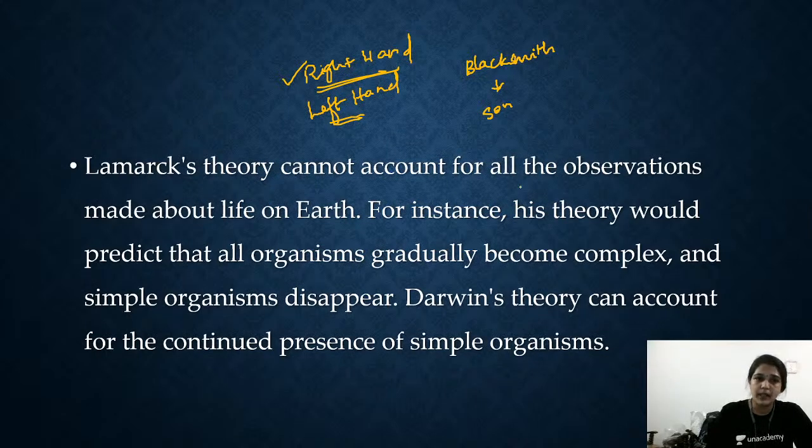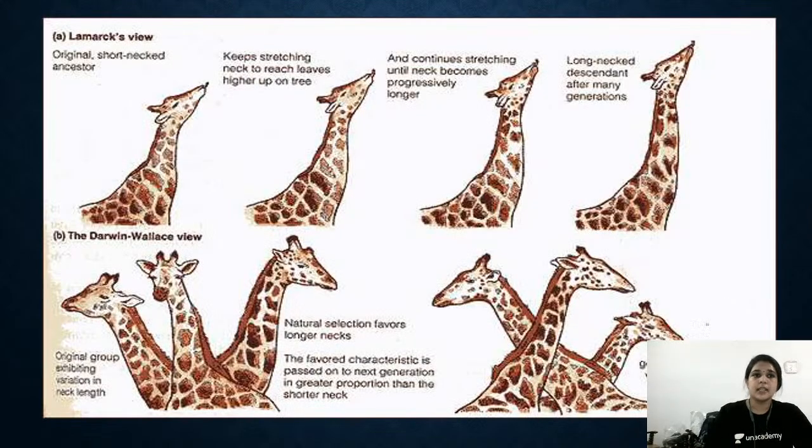Lamarck's theory cannot account for all the observations made about life on Earth. For example, it could not explain why, if all organisms gradually became complex, simple organisms did not disappear. Today we still have simple organisms, single-celled organisms, and we also have multi-celled complex organisms. So this theory was questioned. See this: according to Lamarck's view, originally the giraffe had a small neck and then it started stretching, like when we want to get something from the loft and we try to jump and take it. According to him, if you keep doing it throughout your lifetime, keeping something at a very tall height and jumping to take it, you should become taller. Is that the case? No, we don't come out like that.